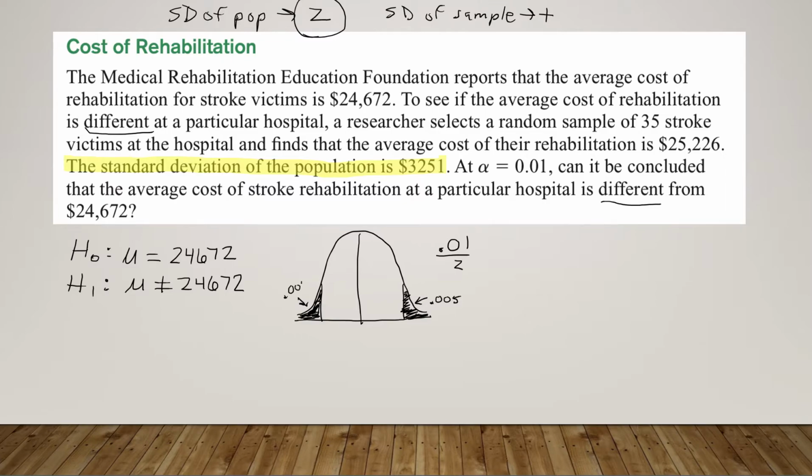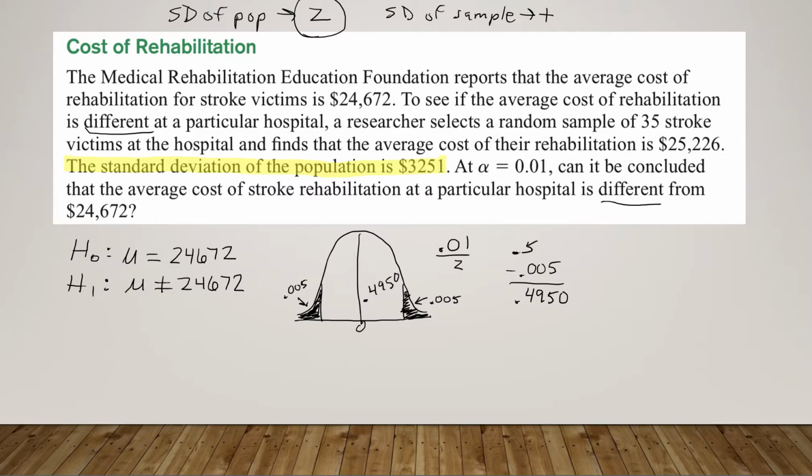Now my job is to find the Z-score that separates the shaded from not shaded. So the next thing I'm going to do is subtract one of those 0.005s from 0.5, which will give me .4950. And so .4950 is going to be my area from 0 to the Z-score that I'm about to look up.